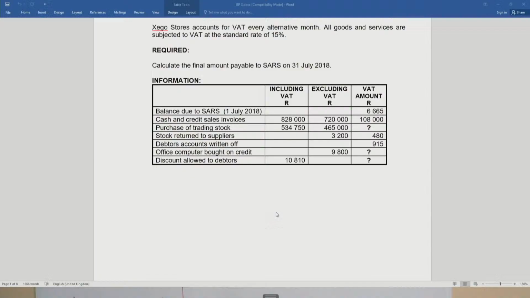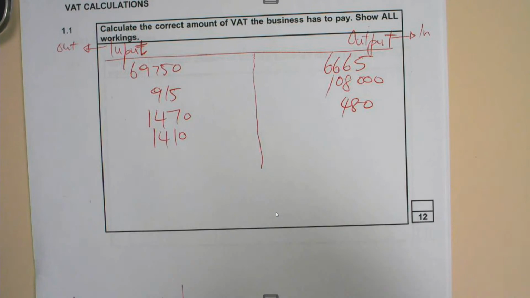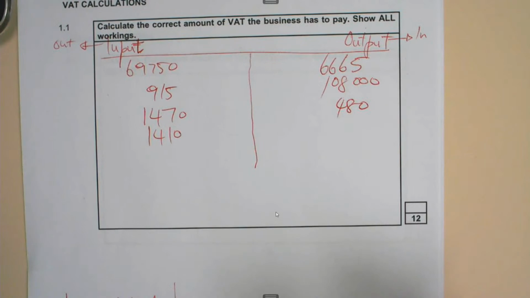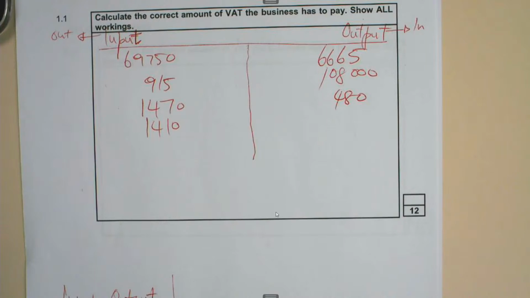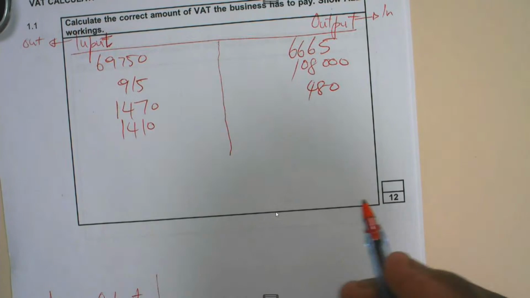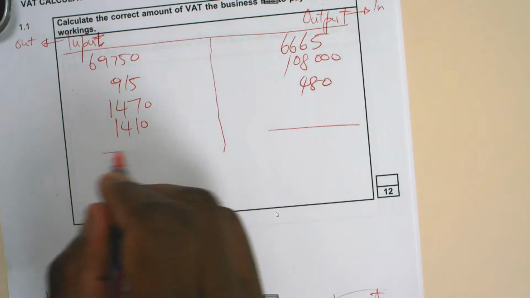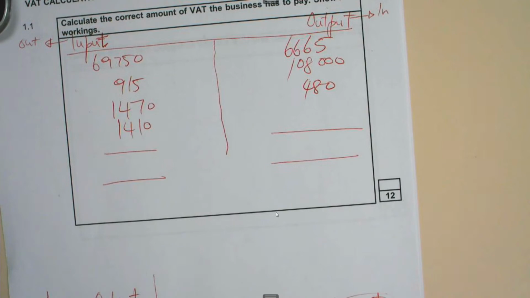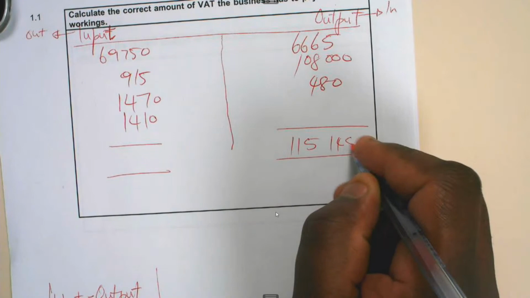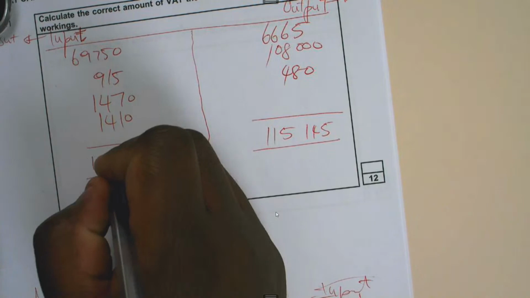Now that we are done, we can now close off our T account. Remember, I said the purpose of this T account is to establish whether the business is owing SARS or SARS is owing the business. That we'll only find out after we have closed off our T account. Let us close it off. Obviously, the bigger side would be the credit side. 6,665 plus 108,000 plus 480. You get 115,145. You write the bigger amount on both sides.